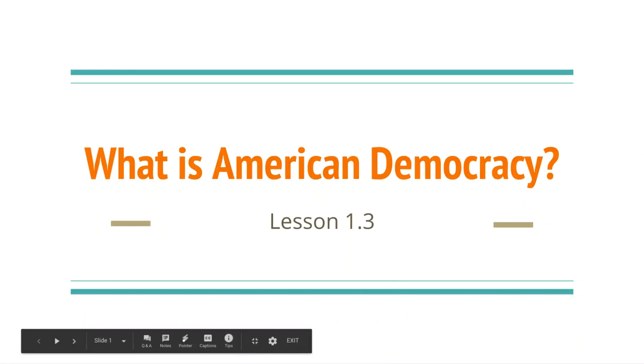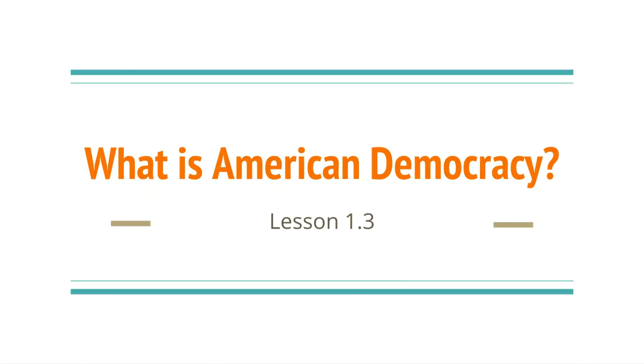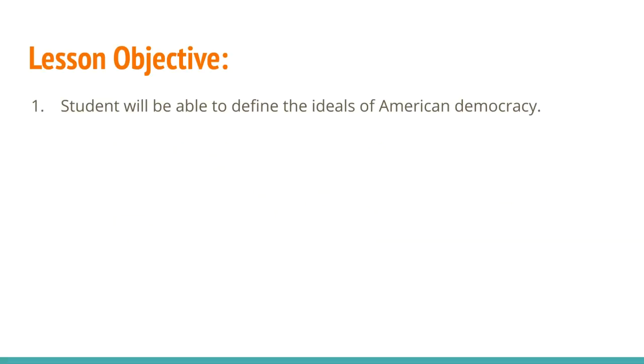All right. Hello and welcome to Lesson 1.3, What is American Democracy? Make sure that you're looking at the correct guided notes. Again, this is 1.3, and we will go ahead and get started. The objective today: students will be able to define the ideals of American democracy.